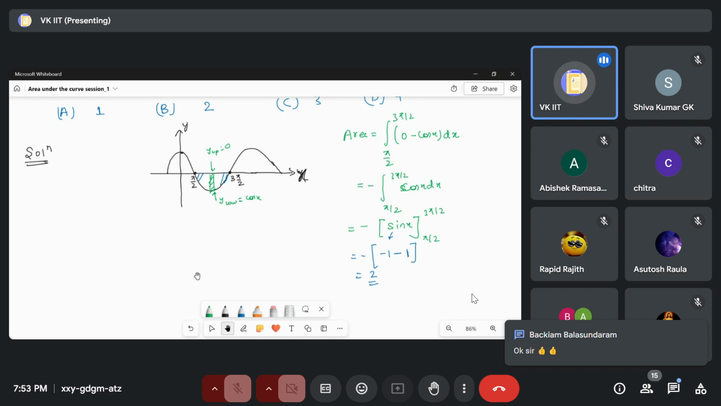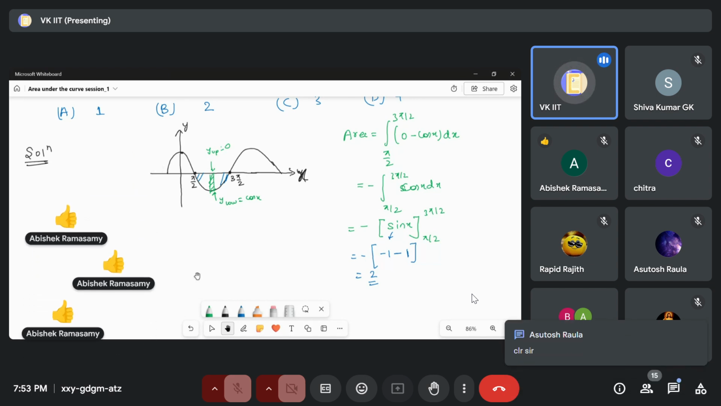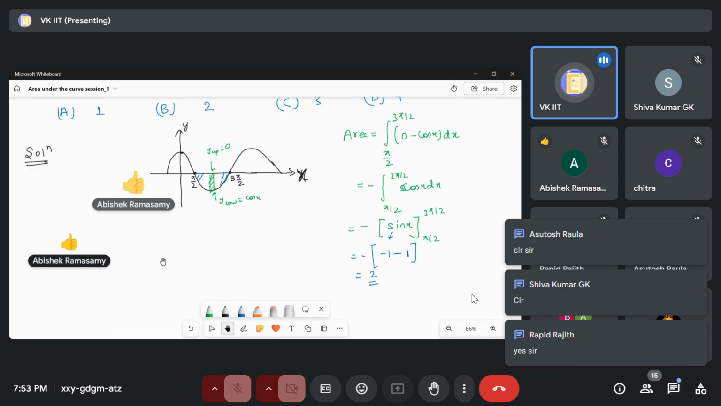These are some NCERT level questions, right? But after this we will try to do some JEE level questions also. But first of all, let's cover the next topic quickly.